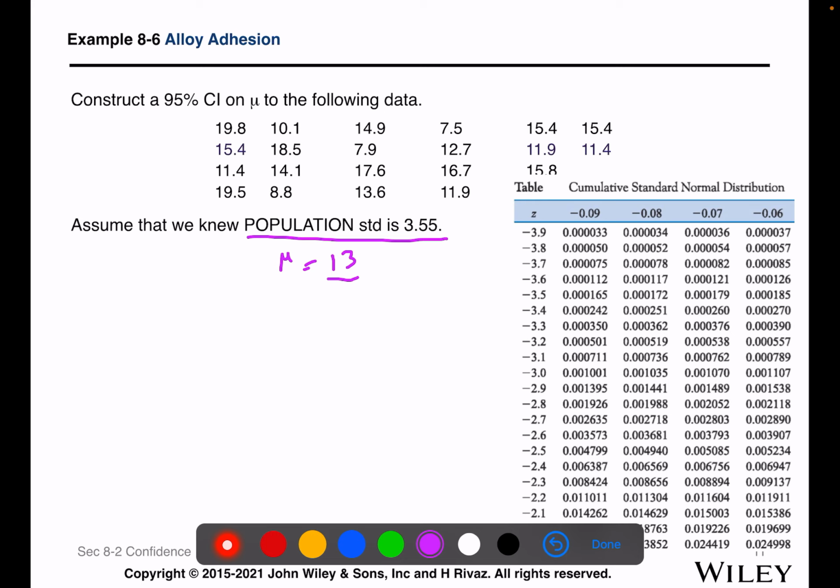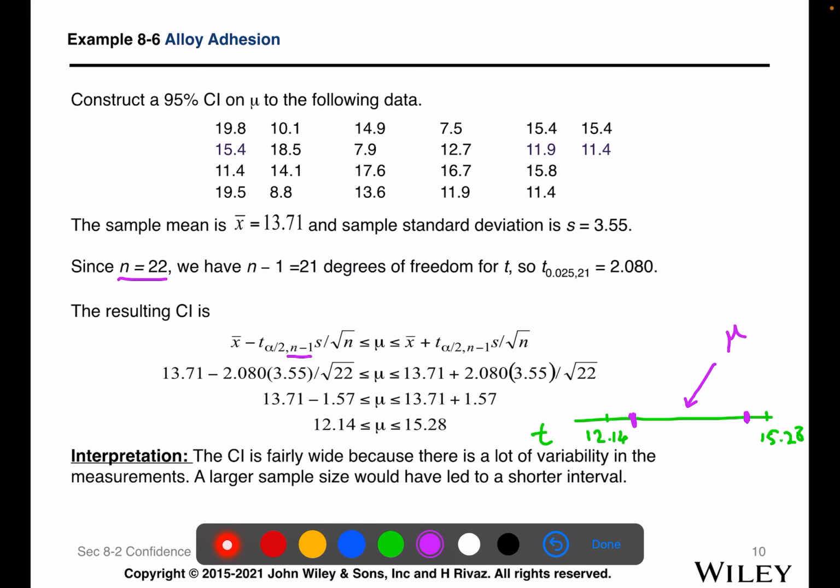So for these cases, we never know mu. We don't know the population mean. If we knew the population mean, it's a silly question to ask what's the confidence interval for the population mean, right? So we never know the mean. So going back to the original question, in this case we have 22 data points, and because of that, we have to use the Z distribution.